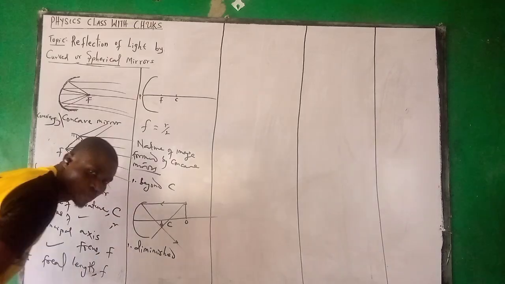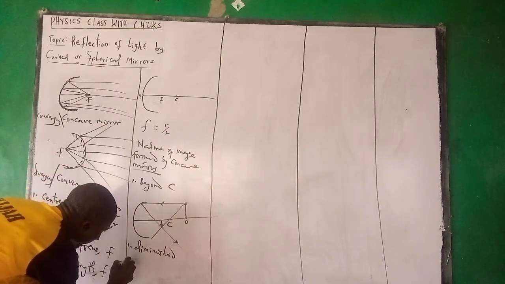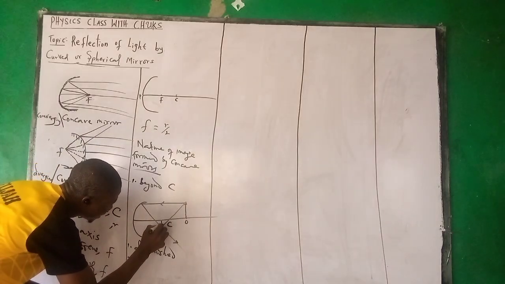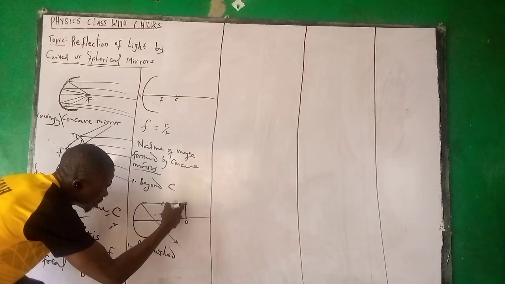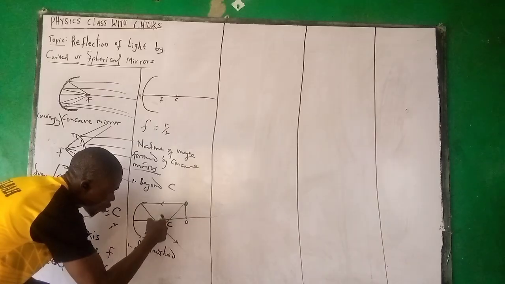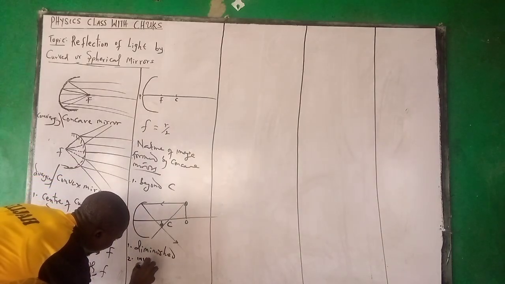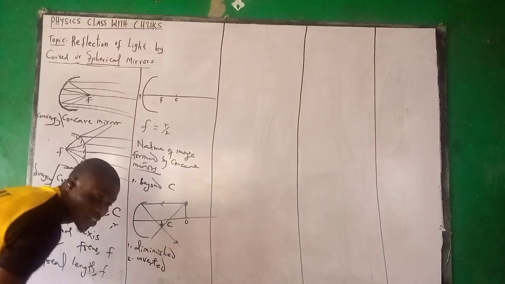The image is diminished. Now number 2. Watch this image. The head is downward, while the object's head is upward. We call it inverted. The image is inverted.